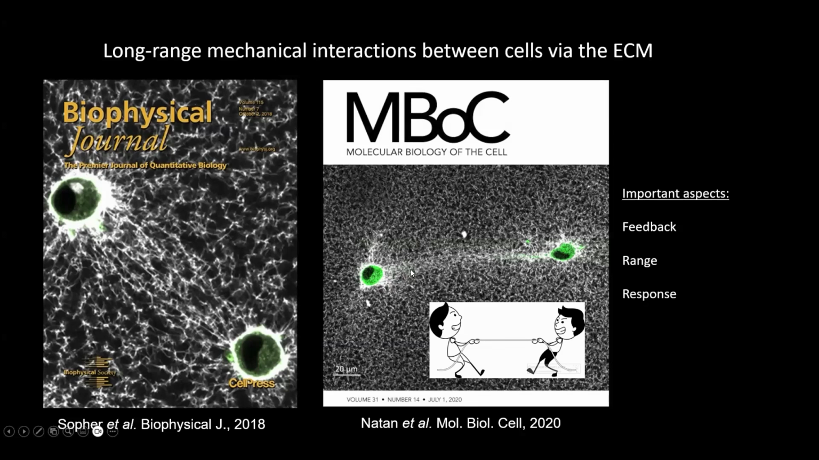How cells respond to the formation of those structures that they generate by contracting, I will discuss a little bit later. But essentially what you see is that cells migrate, they can change shape, they can invade along those structures. And another important aspect is the feedback.